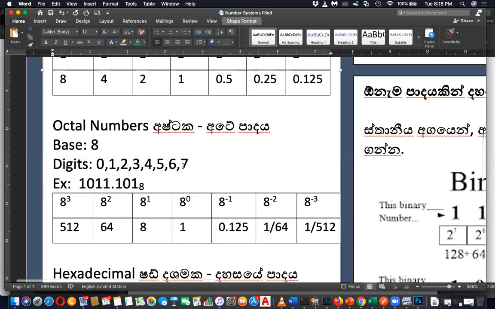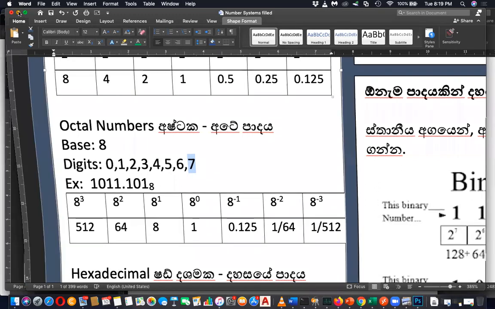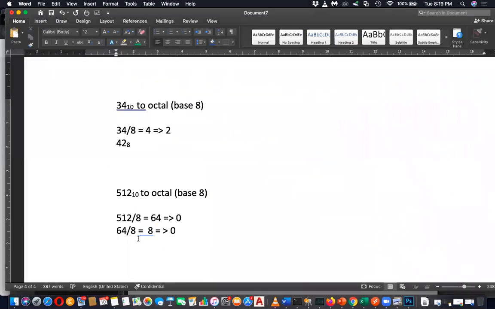Here, it will go up to 7: 0, 1, 2, 3, 4, 5, 6, 7 only. 8 is not there. It's valid up to 7. Therefore, you have to divide this again. 8 divided by 8 is 1 remainder 0. Then what is the value? 1, 0, 0, 0 in octal.